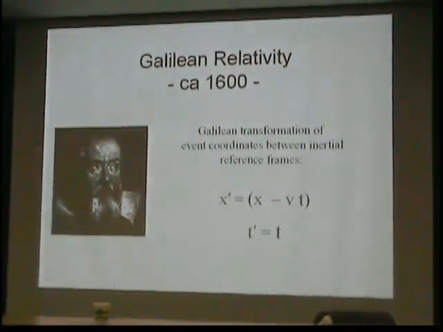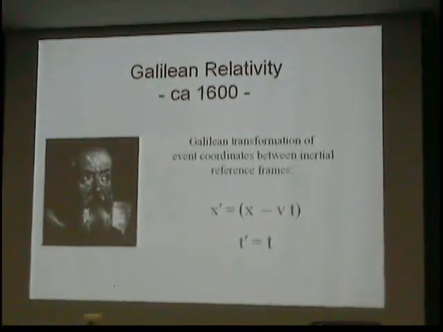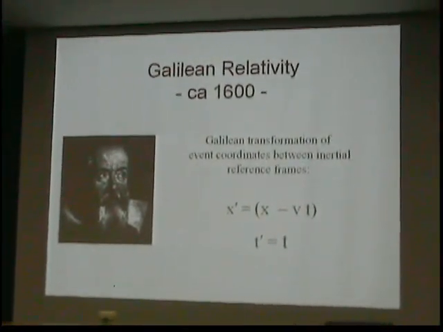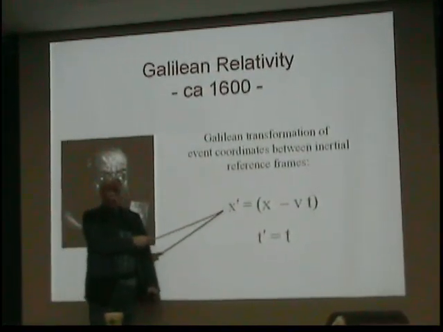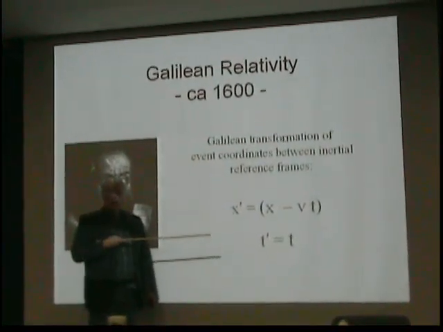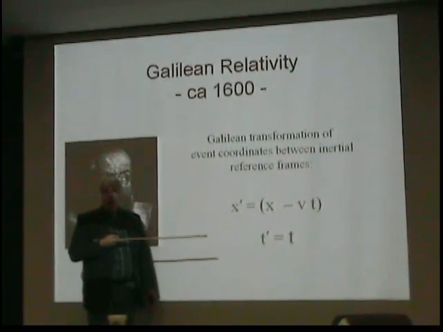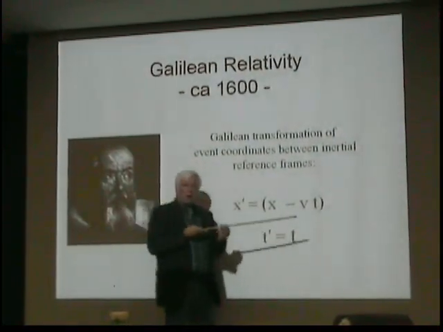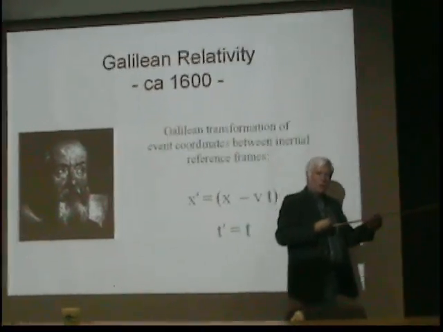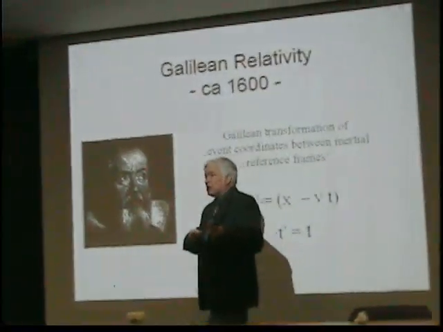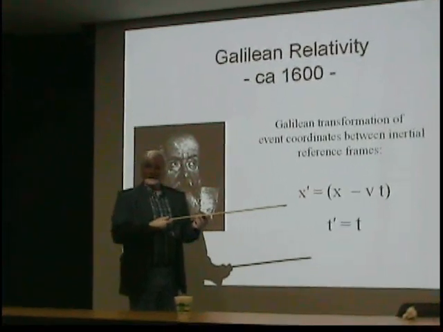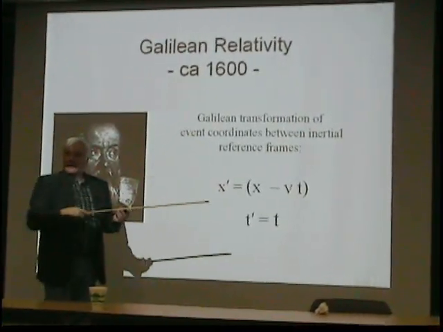So Galileo understood motion this way. He said, a moving guy has a different coordinate system. He carries with him an x-axis and a time axis, a clock. And so he's moving along. The origin of his axis is moving with him. So he measures things relative to where he is. The stationary person has an x-axis and measures positions relative to that.